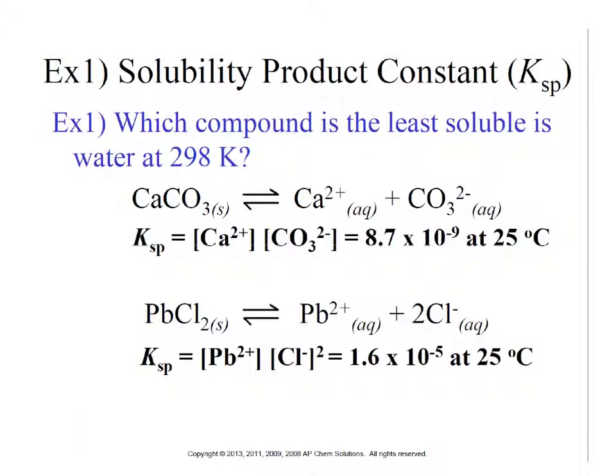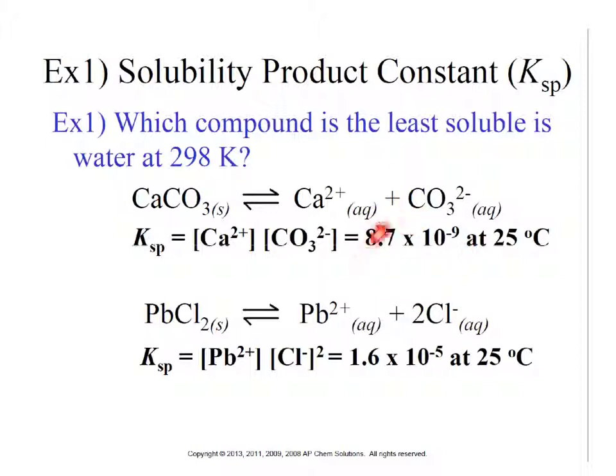So if we were to look at KSP values for both of these, we would see for calcium carbonate it's 8.7 times 10 to the negative ninth, and for lead chloride it's 1.6 times 10 to the negative fifth. Both of these are at 25 degrees Celsius. Remembering that concentrations or solubility changes with temperature, so this is locked into a particular temperature. And if we ask the question then, which of these is least soluble, so which one will dissolve the least if we put it in water?